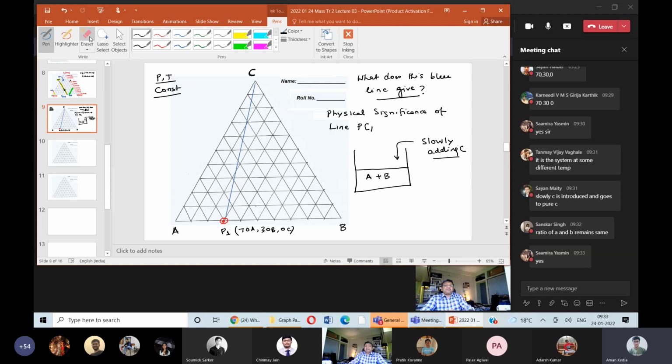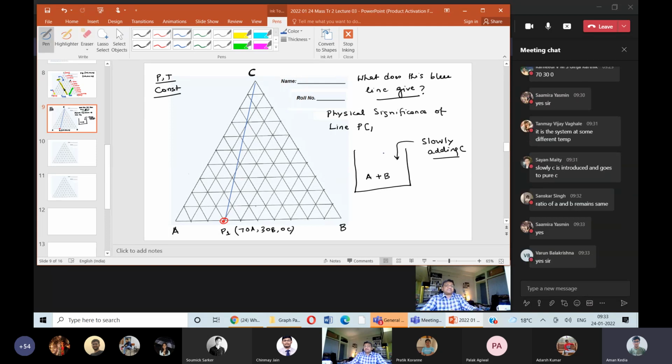So this line actually gives you all the possible compositions of how the solution composition will change as you progressively add C to a mixture of A and B. Is it clear to all? Varun, is it clear?